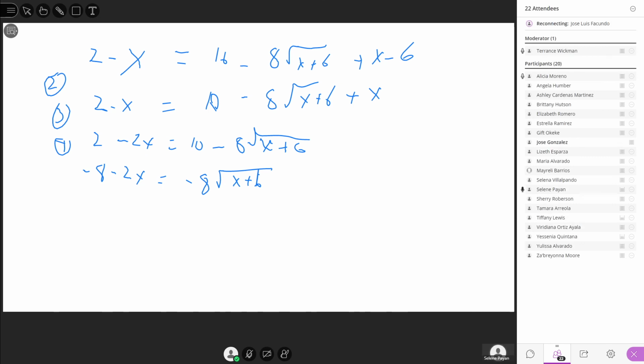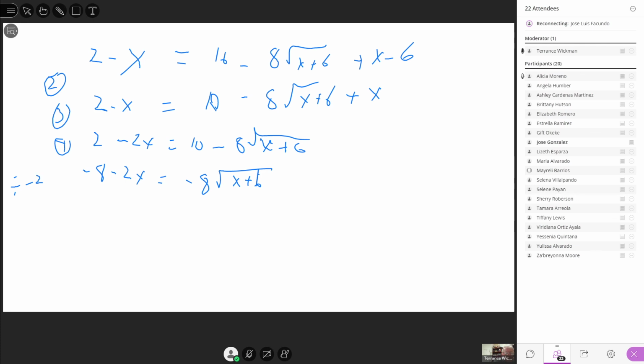Do we divide by negative 8? No, because the 2 can't divide by it. But you're close. You're on target, though. Divide by 2. How about if we divide by a negative 2? You're going to divide by a negative 2.